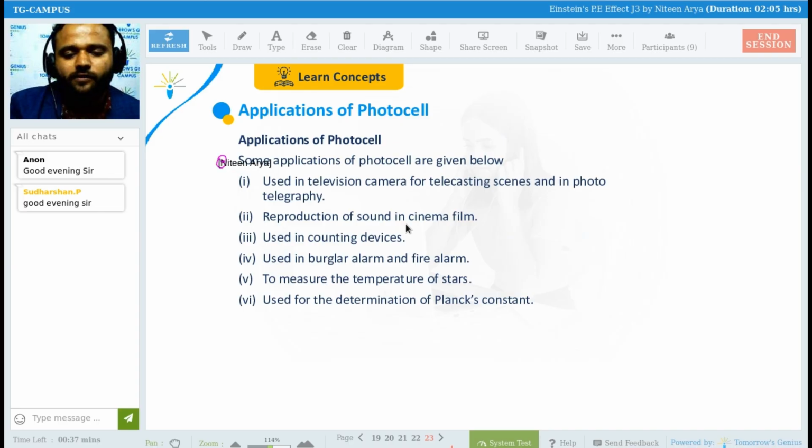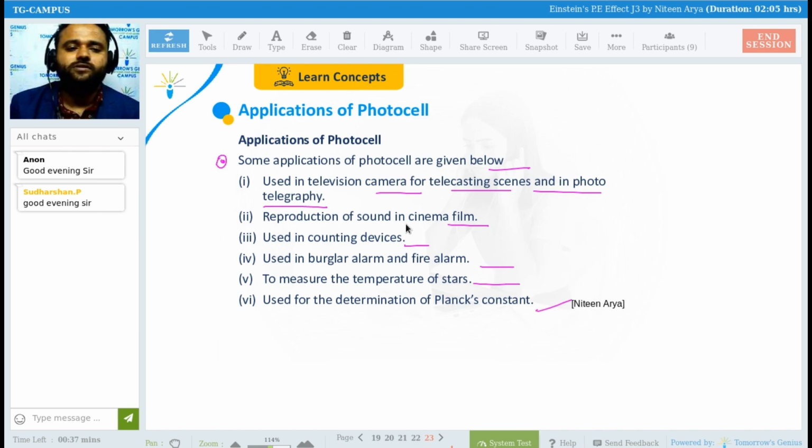Applications. Some applications of photocells are given below. Used in television cameras for telecasting scenes and in phototelegraphy. Reproduction of sound in cinema film. Used in counting devices, in burglar alarms, to measure the temperature of stars, and for the determination of Planck's constant also. Okay, so these are basically the important uses. You can find it down there.